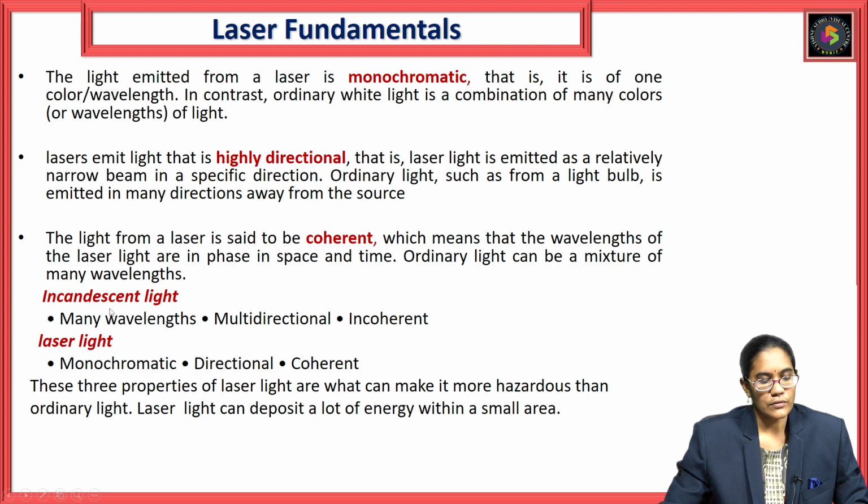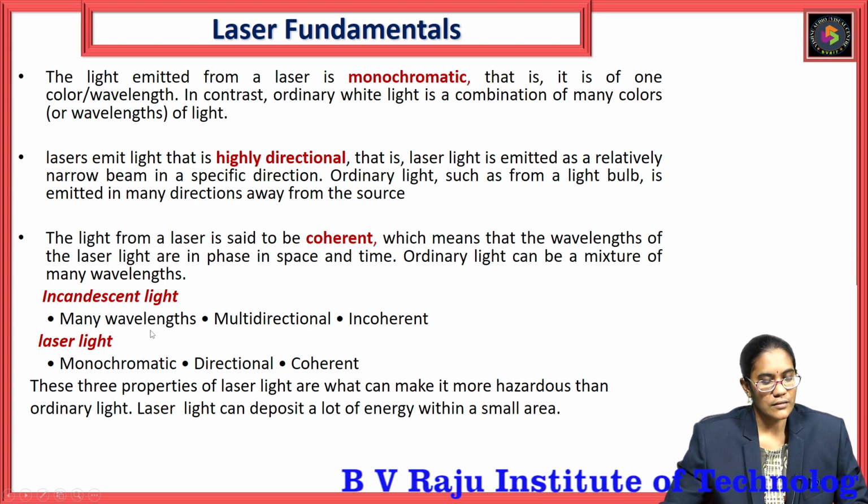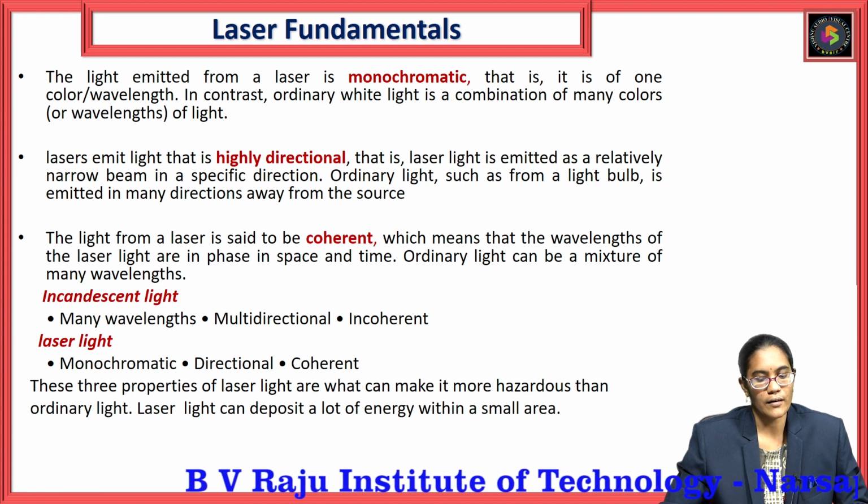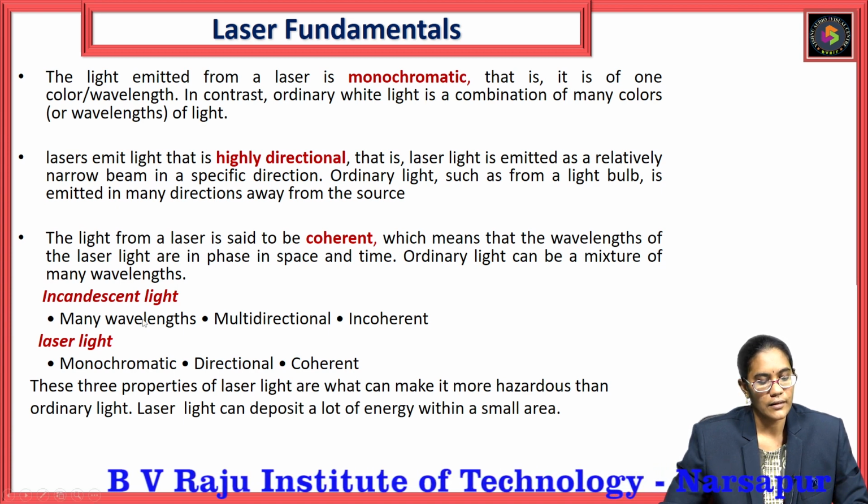So if you compare ordinary light and laser light, the light coming from an ordinary source exhibits many wavelengths, it is multi-directional and it is incoherent in nature. The laser light is highly coherent, highly monochromatic and highly directional. So these are the main differences between ordinary light and laser light. These three properties make laser light more hazardous than ordinary light.